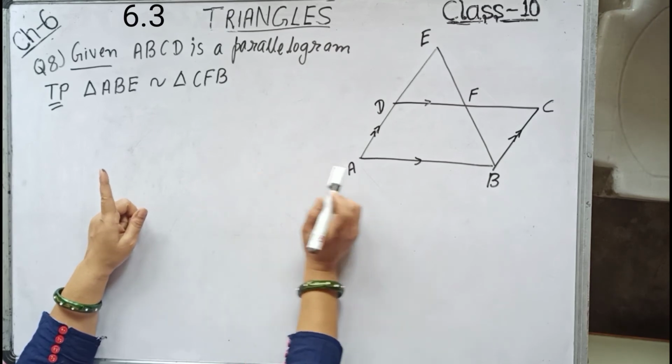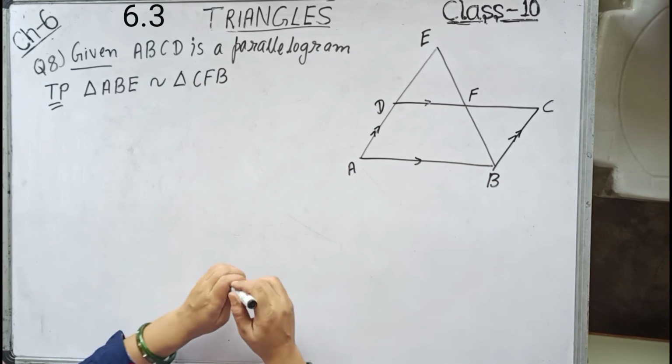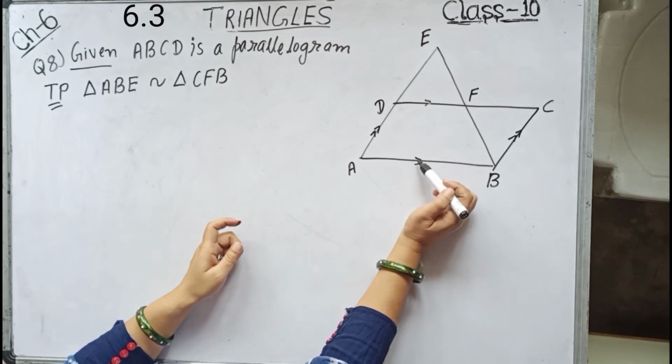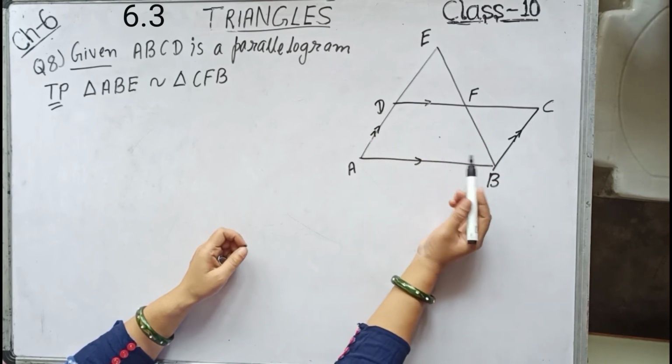So here we have to prove triangle ABE is similar to triangle CFB. Now ABCD is a parallelogram, so I have given this parallel line symbol. Here also this pair is parallel, so I have given double arrow over here.